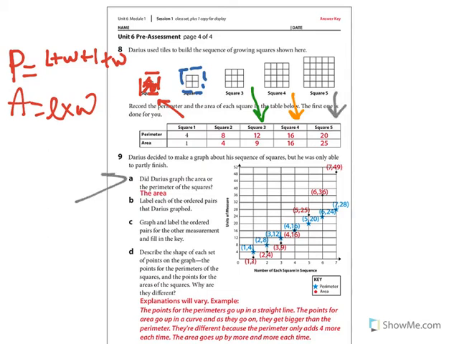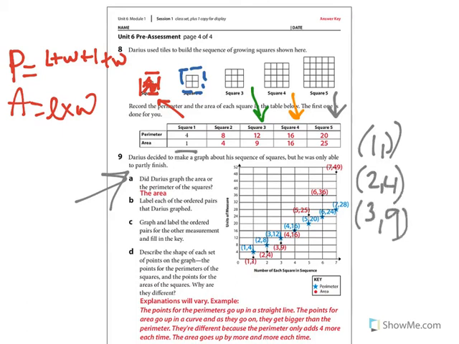Now, Darius decided to make a graph about his sequence of squares, but he was only able to partly finish. Did Darius graph the area or the perimeter of the squares? You would see Darius's points in black, okay? And if you look at Darius's points, you see that he graphed 1, 1, and then he graphed 2, 4. So as you're looking at this, you're seeing he's graphing the area pattern, okay? So you would have written down the area.